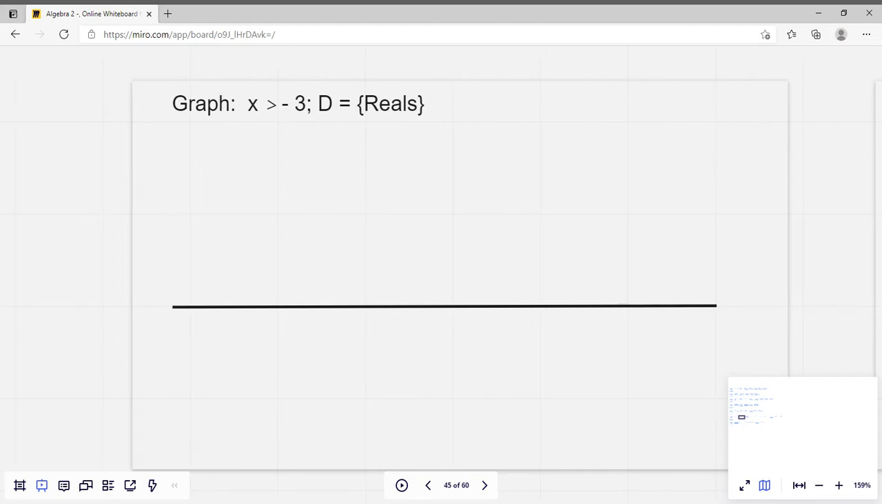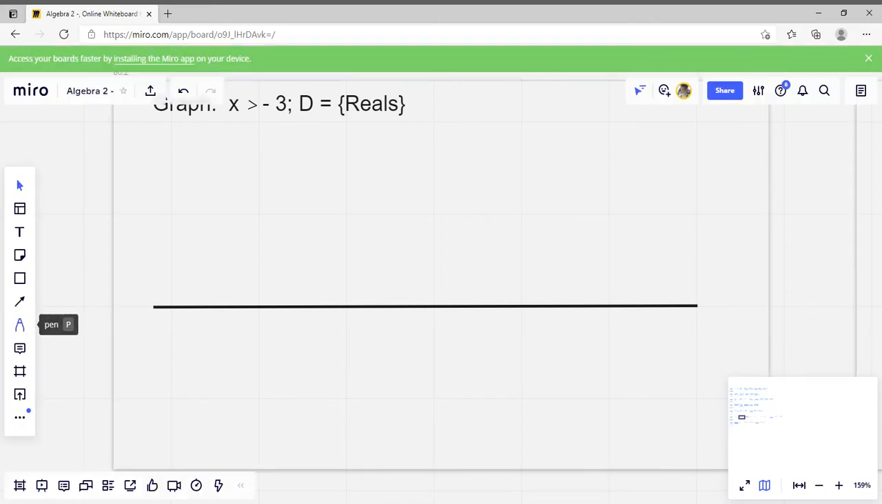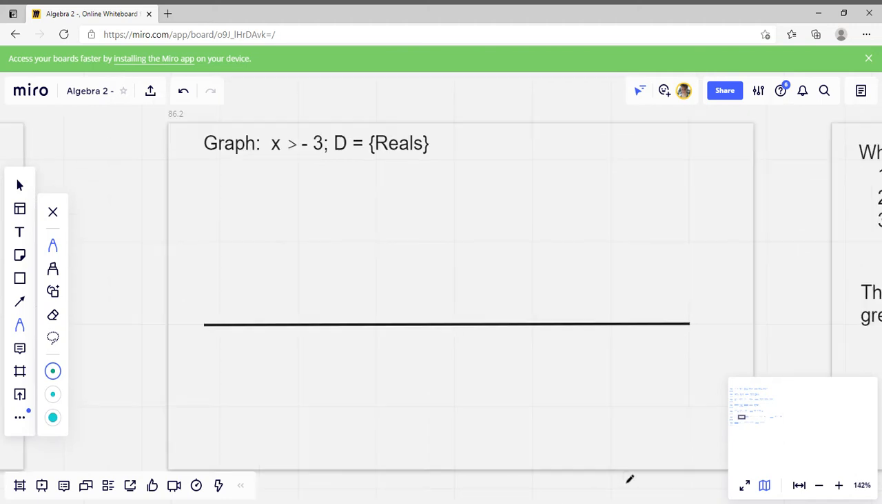Alright, next one. This one asks us to graph x is greater than -3. Alright, and remember with these, it's easy to remember which one's less than and which one's greater than, because the open side wants to eat. It's like an alligator. It's chomping the one that's the biggest. So right there, the x is bigger because the open side is pointing towards the x. The alligator wants to chomp whatever's bigger.